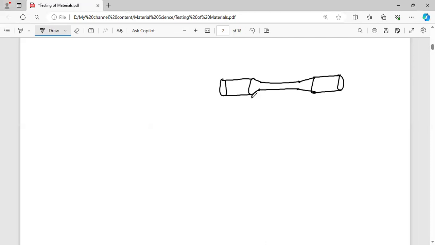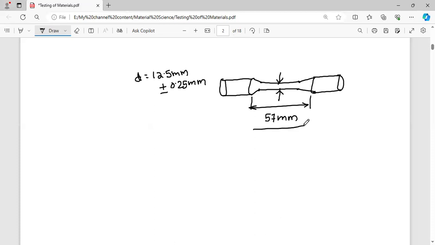Here this length is called the parallel length. The standard dimension of the parallel length of the specimen is 57 mm. And the specimen diameter is 12.5 mm, plus or minus 0.25 mm. Some tolerance will be considered here. So here it is the parallel length, and this is the diameter of the specimen.